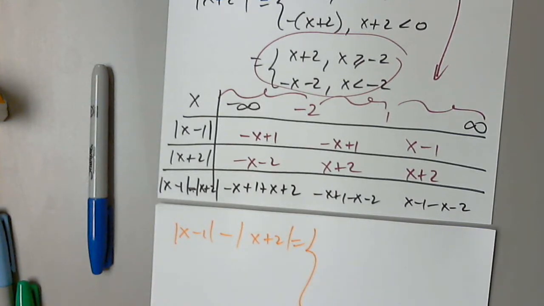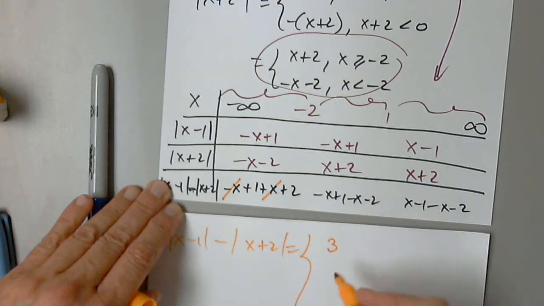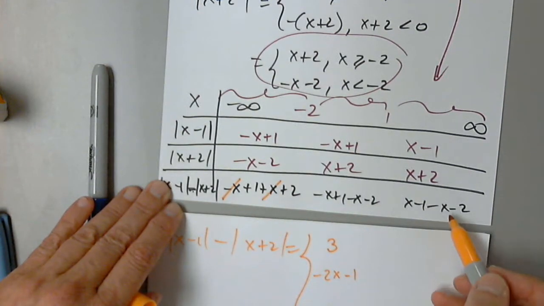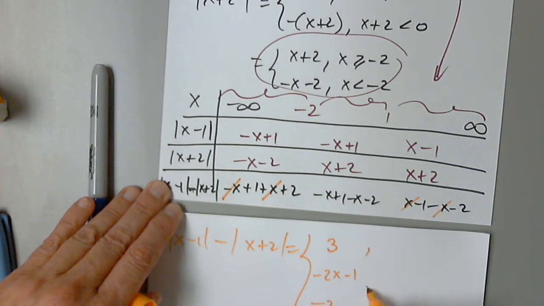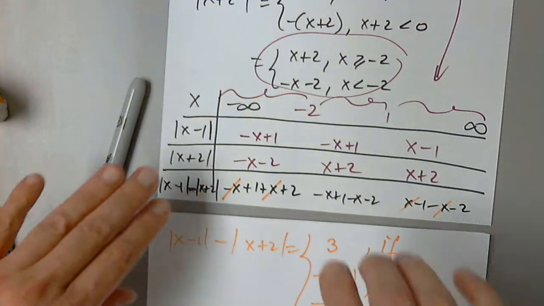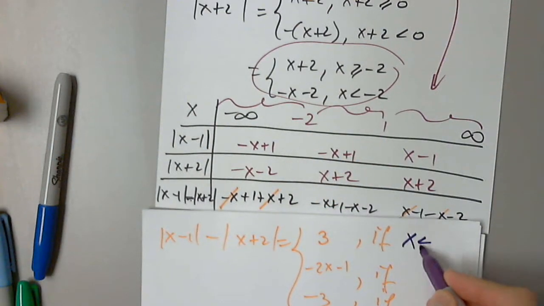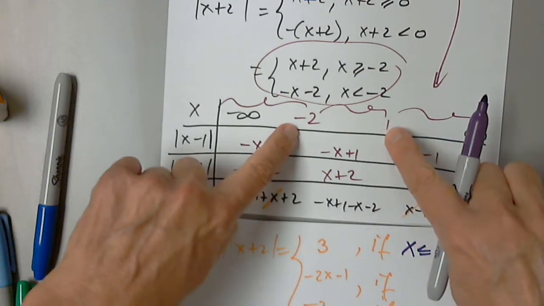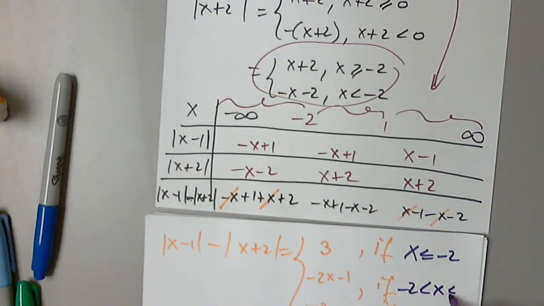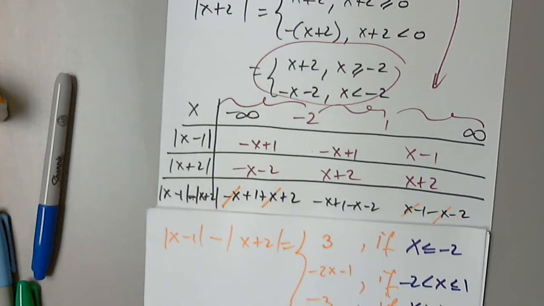So therefore, final answer, the absolute value of x minus 1 plus the absolute value of x plus 2 has 3 possibilities. The first one will just be 3. The second one will be negative 2x minus 1. And the last one will be negative 3. All I have to do is just find the intervals, and I'm done. So, of course, this answer is for this. So I will write less than or equal to -2. This answer is for this. -2 less than or equal to 1. And this answer is for this, which means greater than 1.